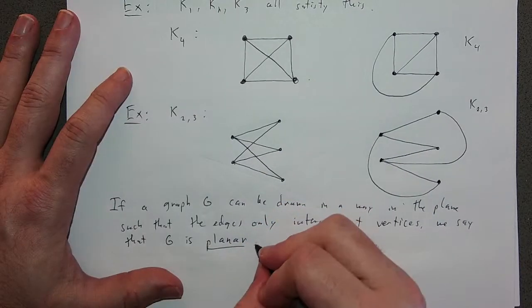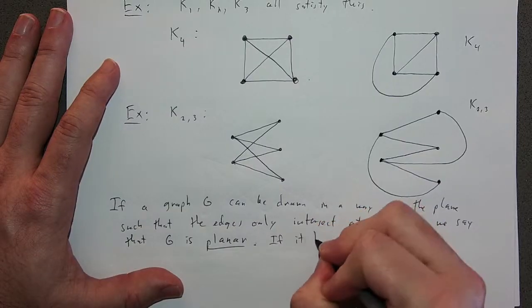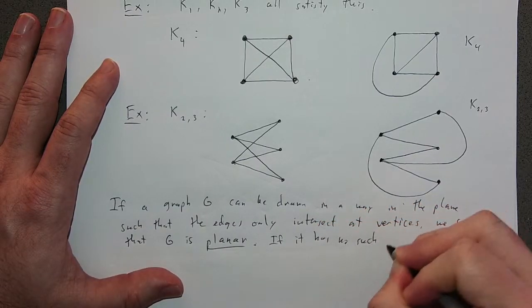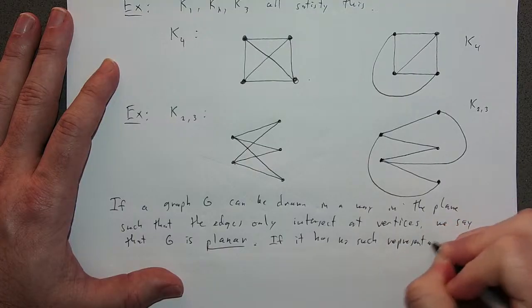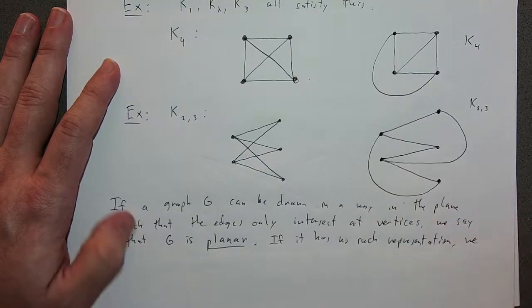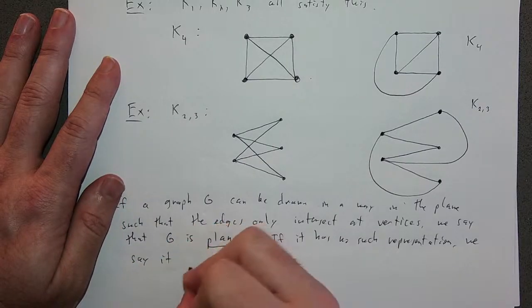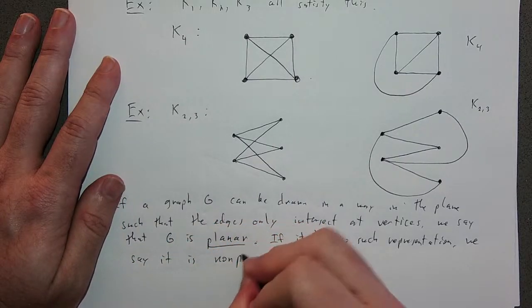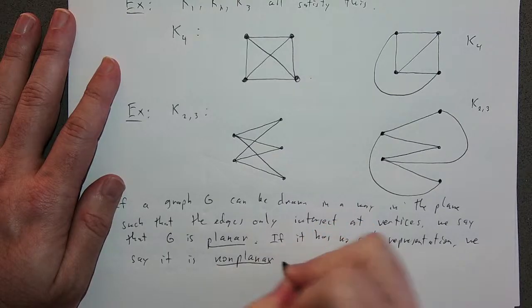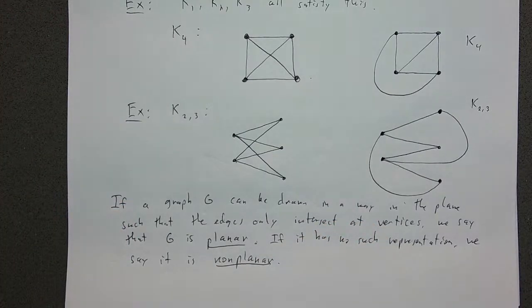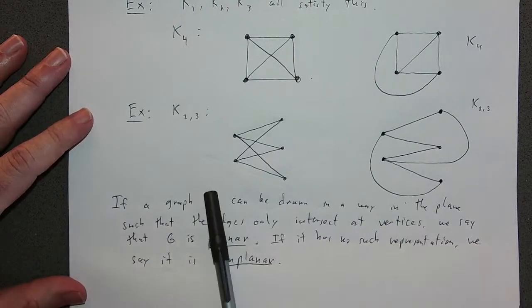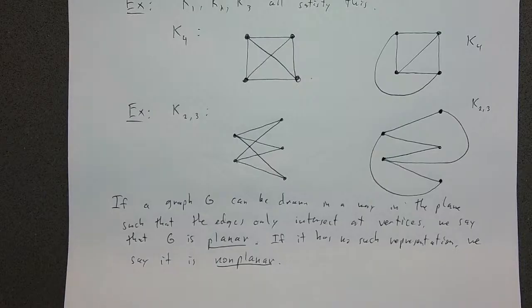If it has no such representation, we say it is non-planar. A representation of a graph in this way would be called a planar representation of the graph. So in this sense, saying that a graph G is planar is saying that there exists a planar representation of G. Okay.